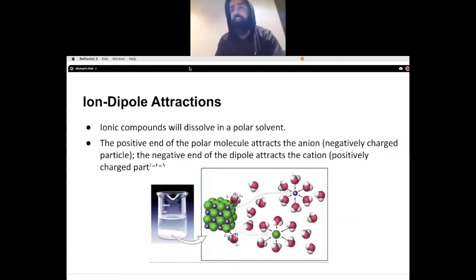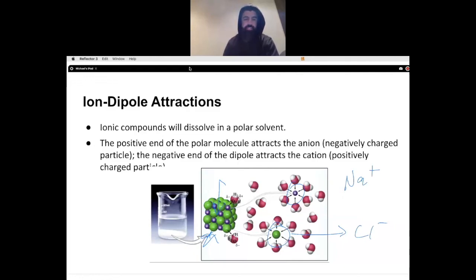So ion dipole attractions, a perfect example that we just talked about moments ago. Here is the sodium chloride, the salt example. Here we have the Na of NaCl, the positive, and here we have the Cl negative. Notice what part of the water molecule surrounds each ion. Here's our granule of salt, and the salt gets attacked by the water molecules, breaking apart the attraction that holds the ions together and causing the dissolving to take place.